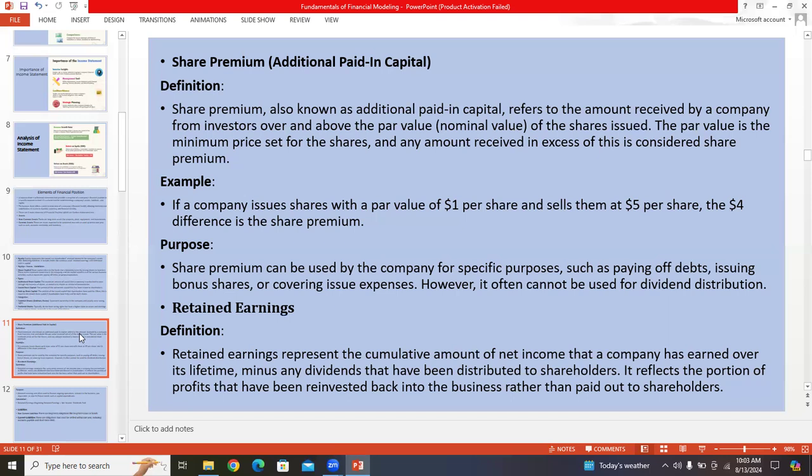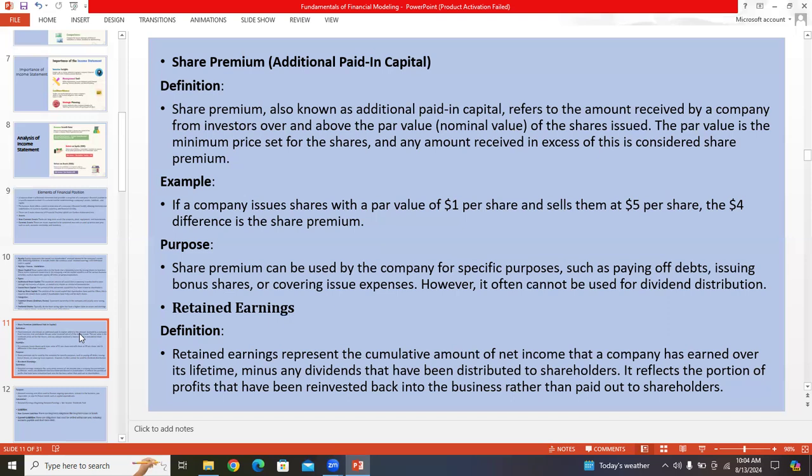Retained earnings represent the cumulative amount of net income that a company has earned over its lifetime, minus any dividends that have been distributed to the shareholders. So, you get a net income for the period from an income statement. You refer that income statement value to your balance sheet equity portion, retained earnings. But here it states a very important thing: your cumulative net income is called the retained earnings, but before you call it retained earnings, you deduct your dividend from it.